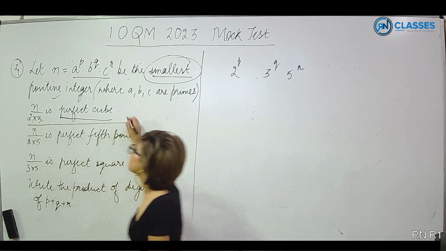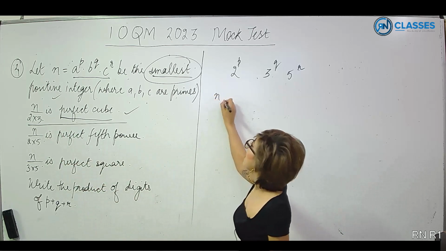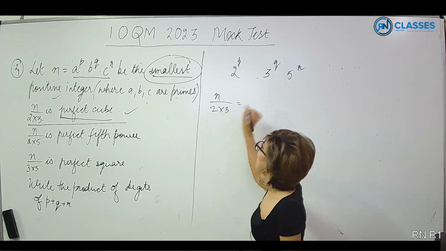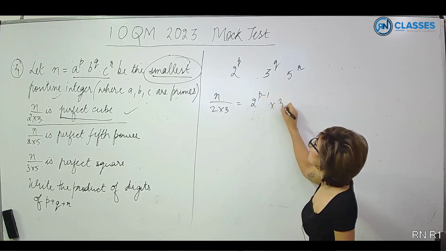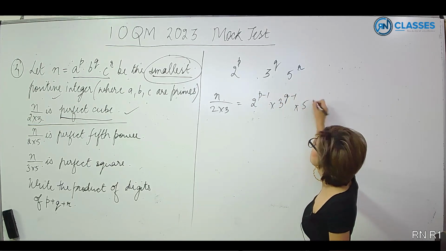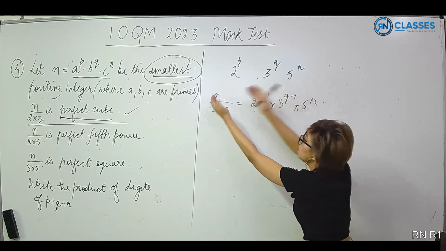Right, let me study the first condition. Now it says n by 2 into 3. Let me just write n by 2 into 3. I can rewrite this as 2 raised to power p minus 1 into 3 raised to power q minus 1 into 5 raised to power 1. Is that fine? I've just substituted the value of n from here to here.